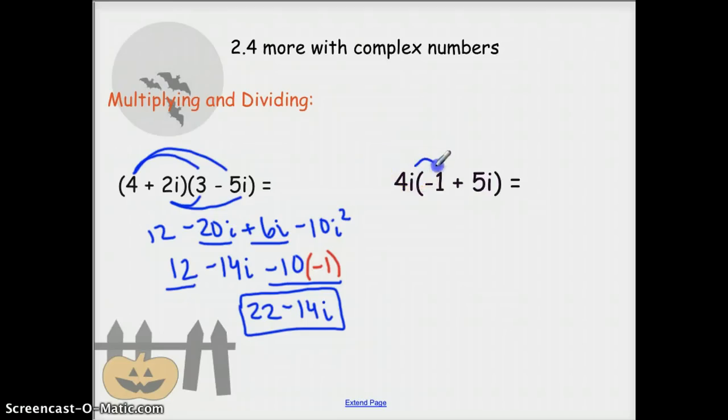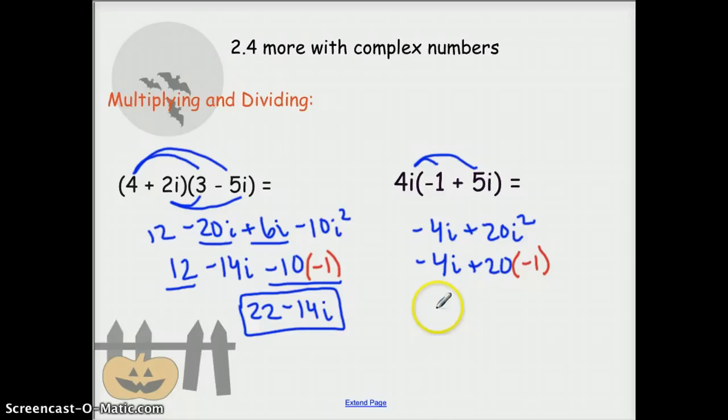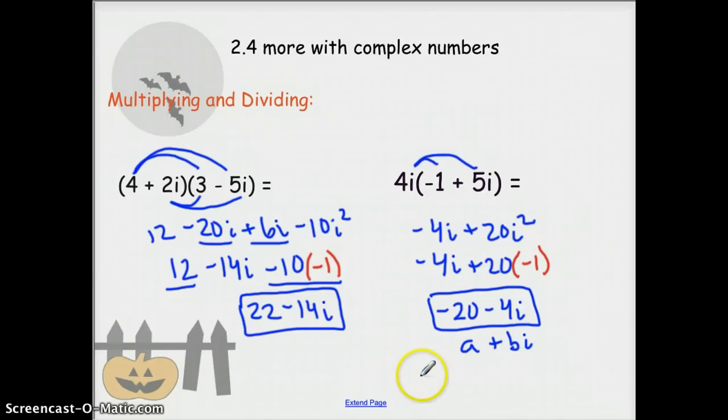And then over here, distribute the 4i through. We'd have a negative 4i, and then a positive 20i squared. And i squared is the same thing as negative 1. So then we would have, if I put it in standard form, the negative 20 first, and then the minus 4i second. Because remember that form a plus bi is the standard form for a complex number. It doesn't matter if it's a plus or a minus.